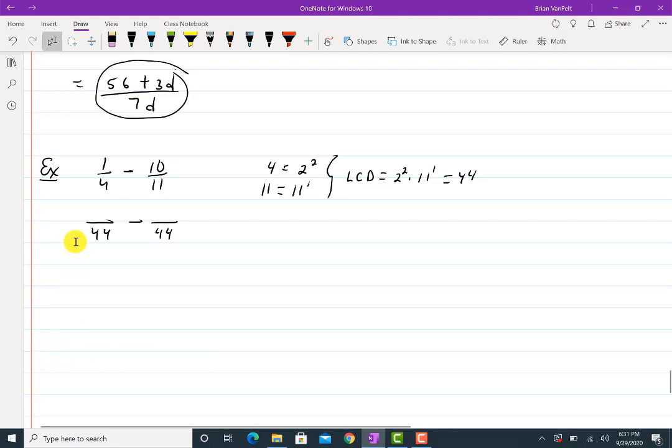For the 4, I had to multiply by 11, so I will get an 11 in the numerator. And over here, I had to multiply by 4, so I will get a 40 in the numerator. And it looks like I get negative 29 over 44.